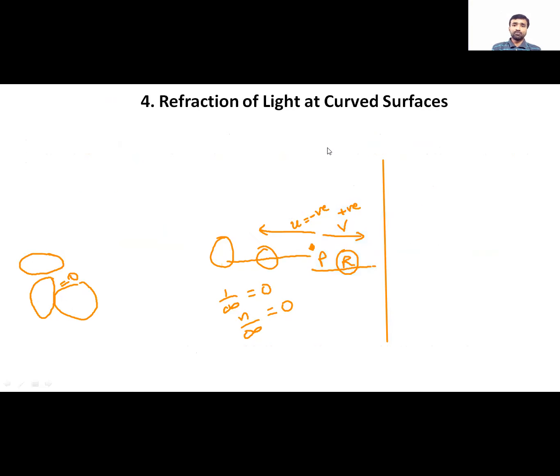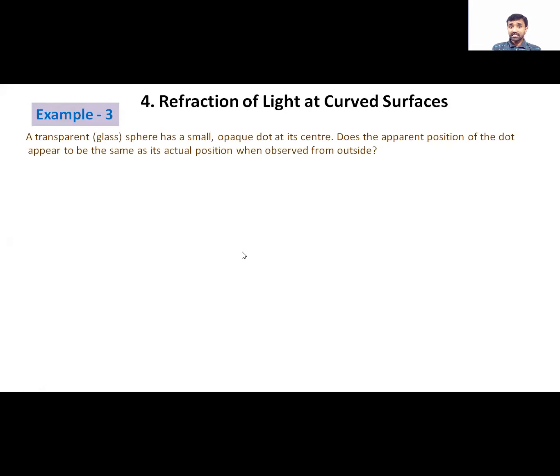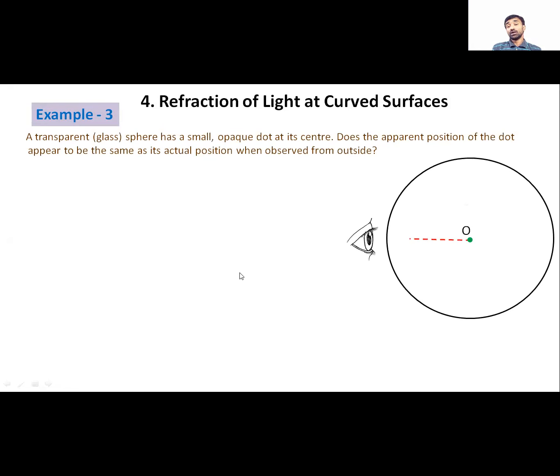So here, example 3. What is example 3? See the question: a transparent glass sphere has a small opaque dot at its center. So I am observing that dot from outside of the sphere. This is the sphere where that opaque dot is placed at its center. So where is your object? At the center only. What is its radius of curvature? We don't know, so we will take it as an unknown value R.